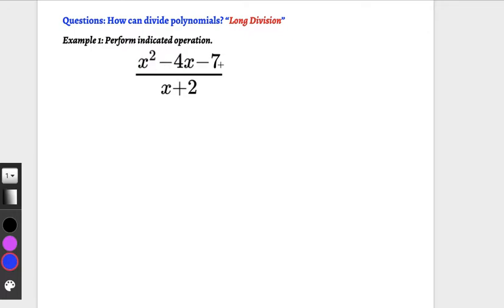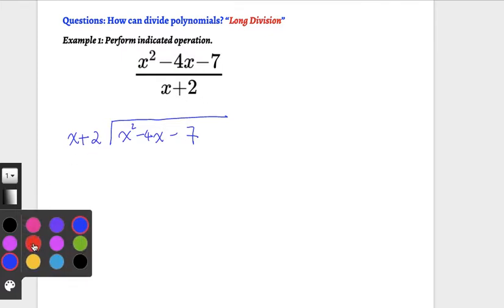So the operation, when we divide a polynomial, as you can see, the top part is a polynomial, x squared minus 4x minus 7. The bottom part is x plus 2. And we are going to use long division to divide the polynomials. Very similar. We are going to put x squared minus 4x minus 7 inside of the symbol, and then we put x plus 2 outside, because we divide by x plus 2.